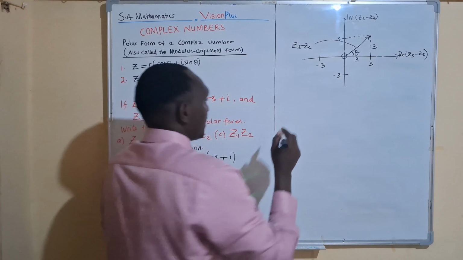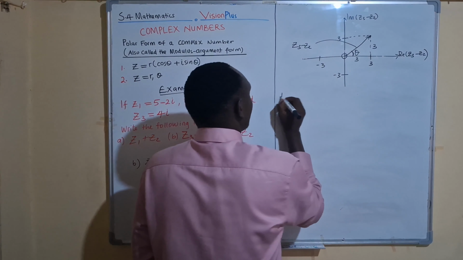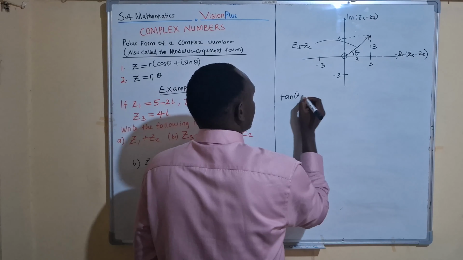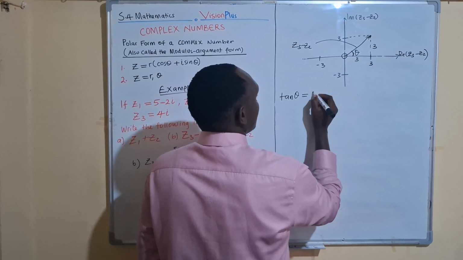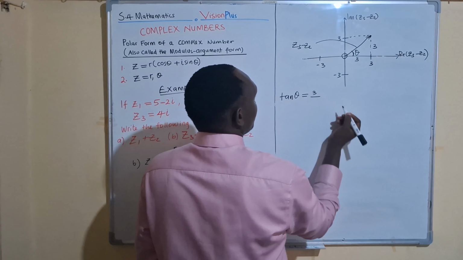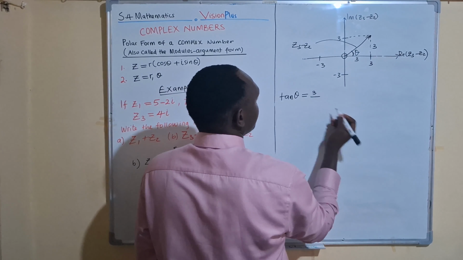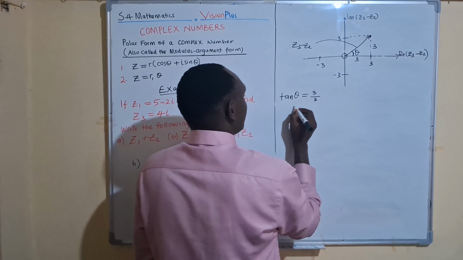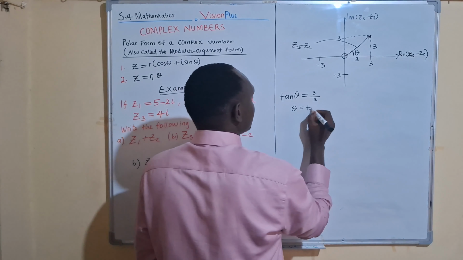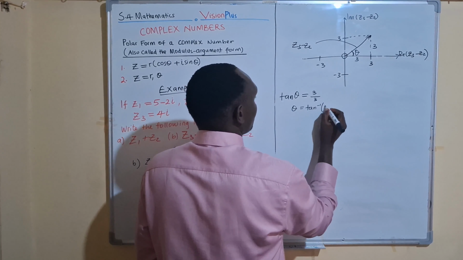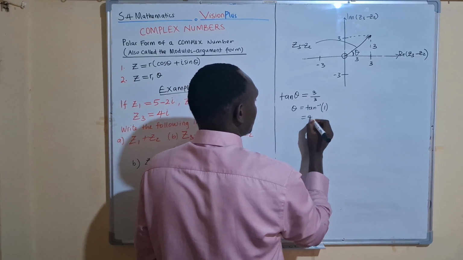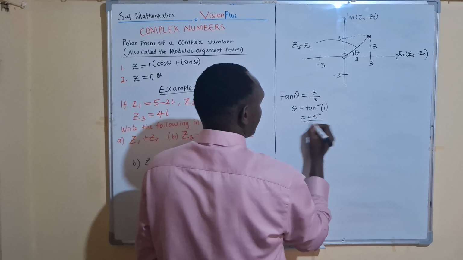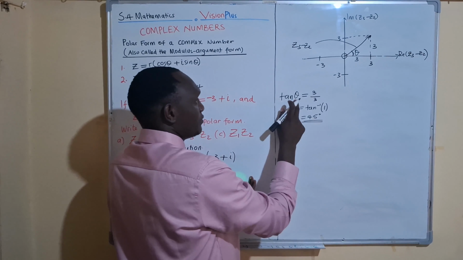So let me start with tan that we have been using. We shall say tan of angle theta becomes the opposite over adjacent, which is 3 over 3. That means theta becomes the tan inverse of 1, which is 45 degrees. This is the argument when we are using tan.